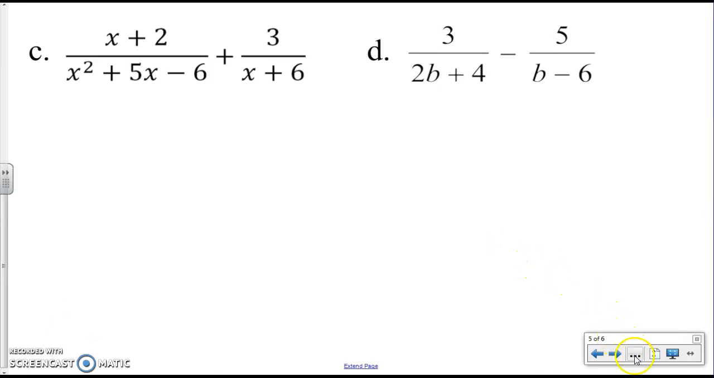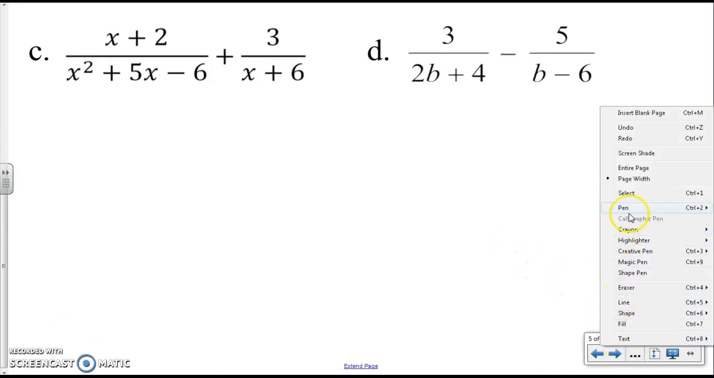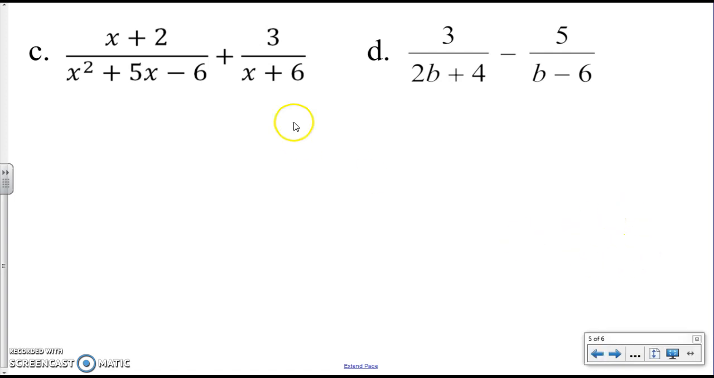Okay, we are going to continue on with problem C and D for that last example. And we'll see if this works for me this time because it hasn't been. But the denominator of the first fraction is actually a trinomial, so we're going to use x factor to factor that. So I'm going to do -6 on top and 5 on the bottom. So the two numbers I need are going to be 6 and -1. So when I factor here, I'm going to have x plus 6 and x minus 1.